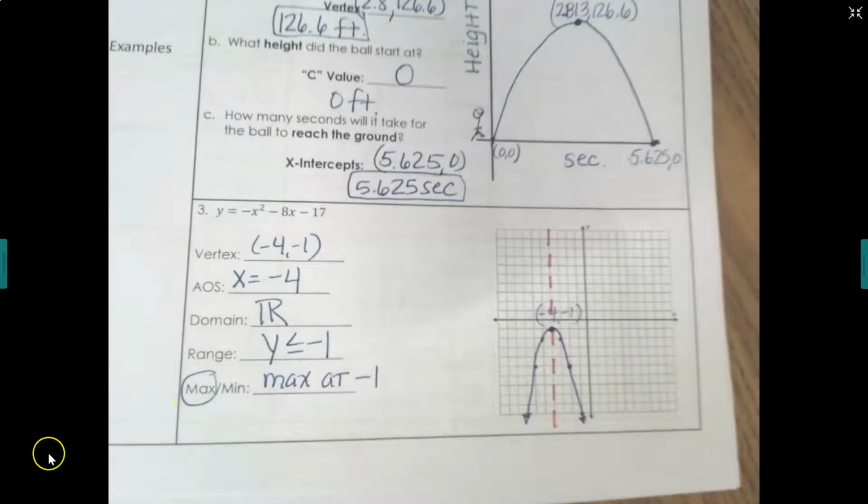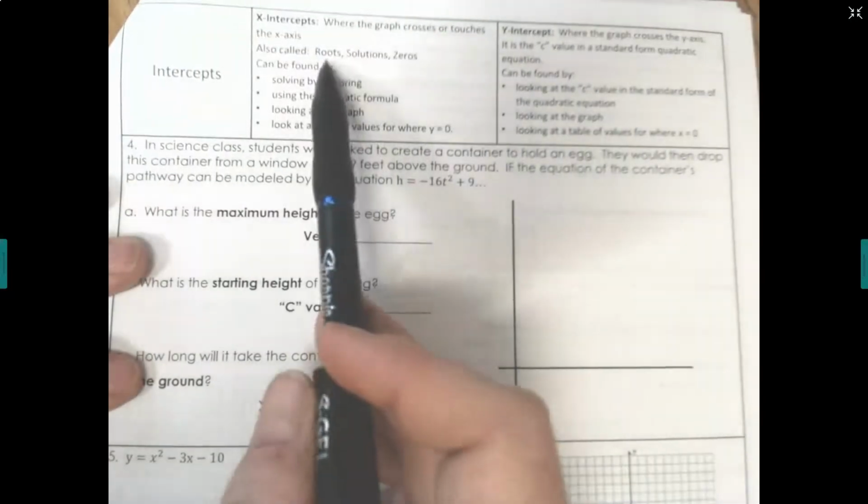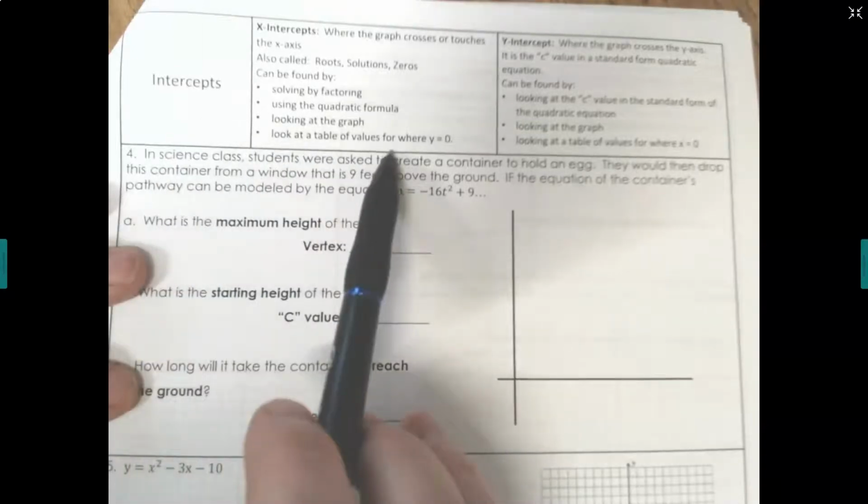Let's try a couple more. We just were mentioning X-intercepts and Y-intercepts, so here's just a quick review on them. X-intercepts are where the graph crosses or touches the X-axis. They could be called roots, solutions, or zeros. We just did a whole section of the unit on that. We can find them by factoring, by using the quadratic formula, by looking at the graph, and we can also look at the table of values because the X-intercept is wherever Y equals 0.